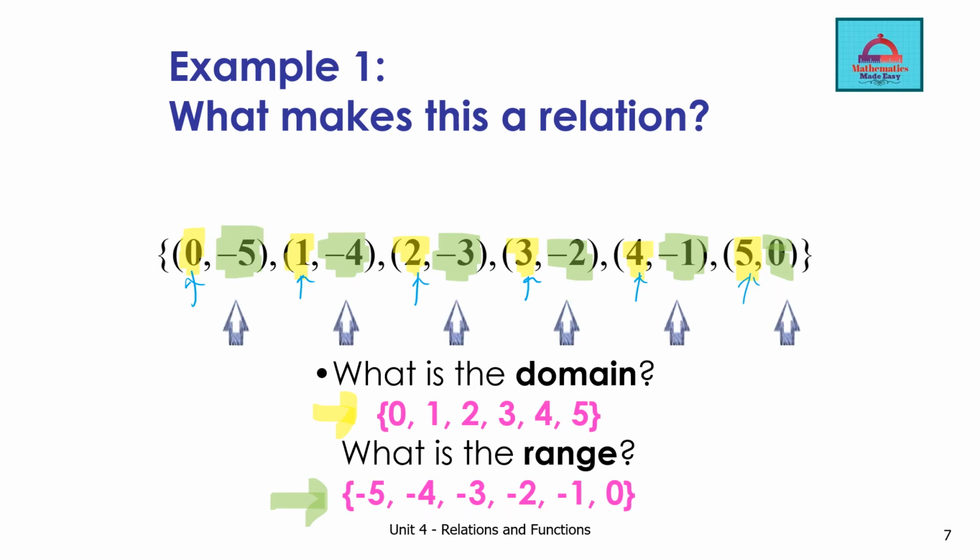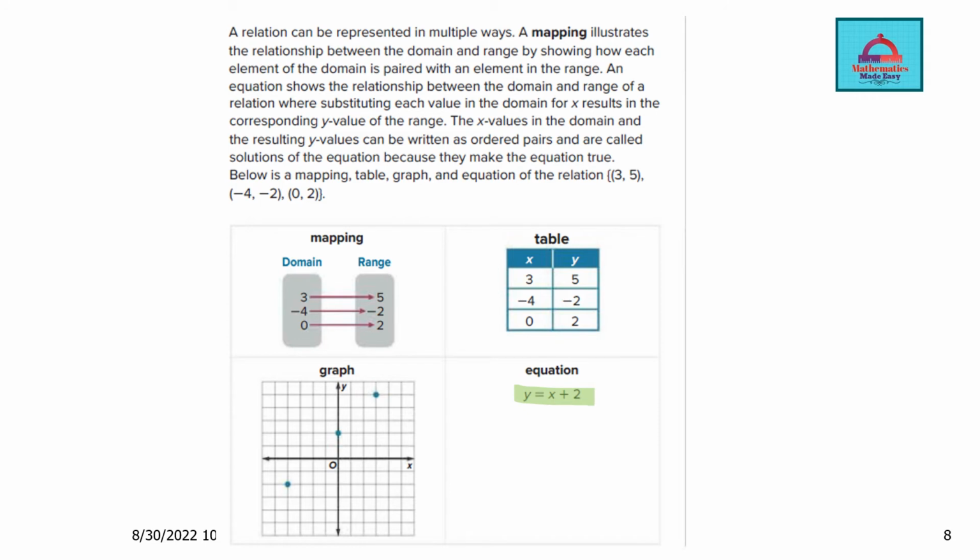So these lower arrows, -5, -4, -3, -2, -1 and 0 denote the range. So I hope the concept of domain and range of a relation is clear to you with the help of this example. Now let's see how the relation can be written in different forms.